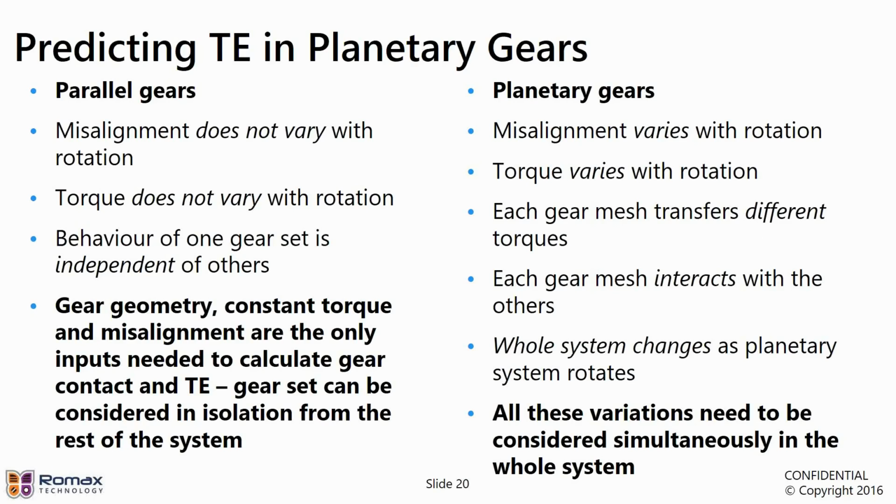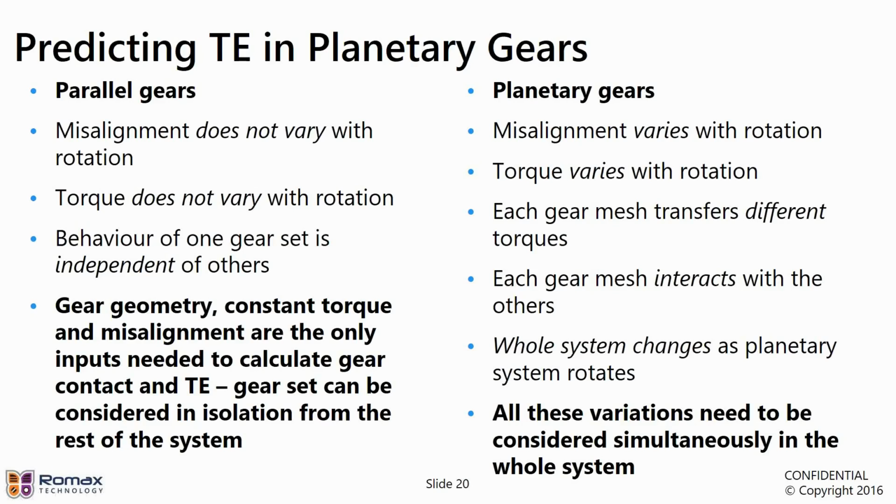So the misalignment on the mesh between the planet and the ring affects the misalignment in the mesh between the planet and the sun, for example. They all interact. And also the whole system changes as the system rotates because all the stiffness behavior changes because all the meshes are in a different position. And we need to consider all of these things simultaneously within the context of the whole system if we want to be able to predict this planetary gear TE.